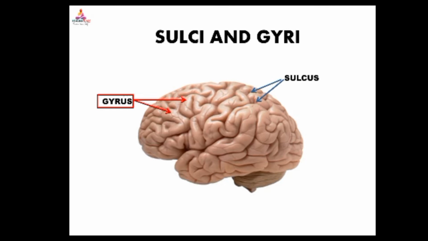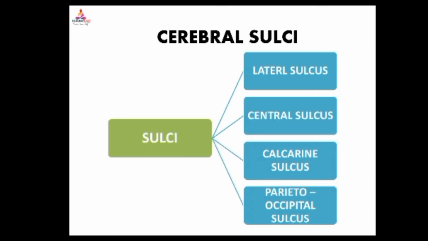There is a great deal of individual variation in the detail of sulci and gyri. Therefore, the following account deals with only some important sulci and gyri. The sulci are the lateral sulcus, central sulcus, calcarine sulcus, and parieto-occipital sulcus.